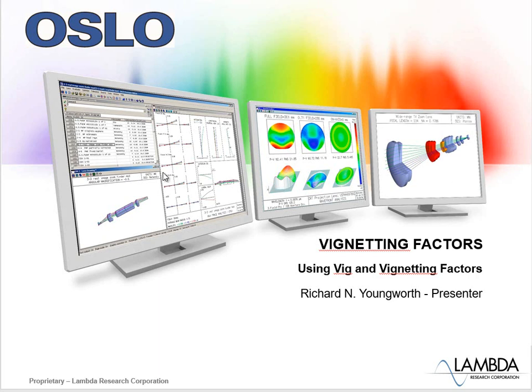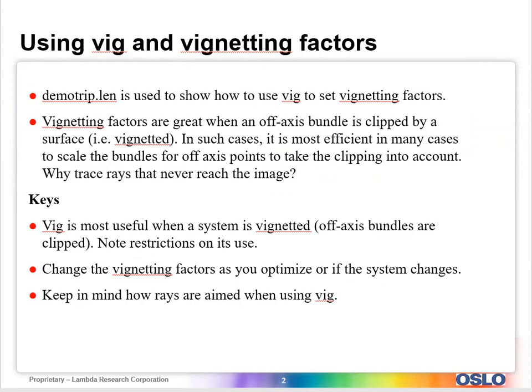Hi OSLO users. In this video, we're going to talk about vignetting factors and using VIG, which is a command that can be used to help set vignetting factors. So we'll use the demo triplet lens.